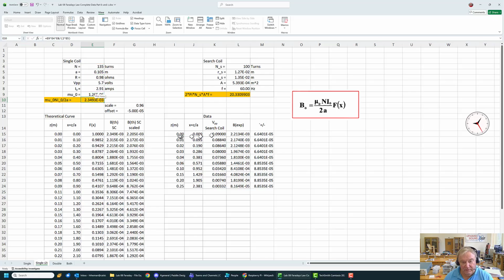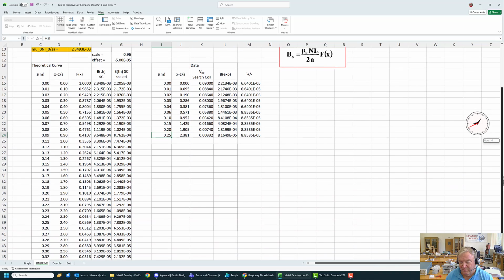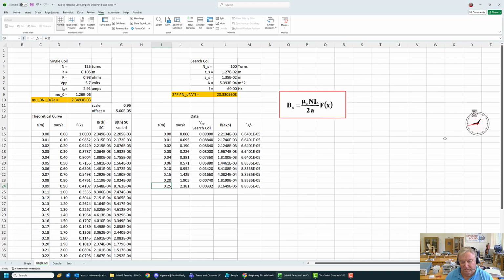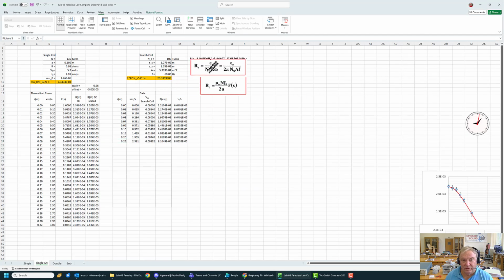Okay, so I've got my data points here, out to 25 centimeters. I didn't think that was enough, but I forget how far you could go. Well, we'll find out. So now for the search coil, and let's see where that formula went. Here, yeah, search coil.